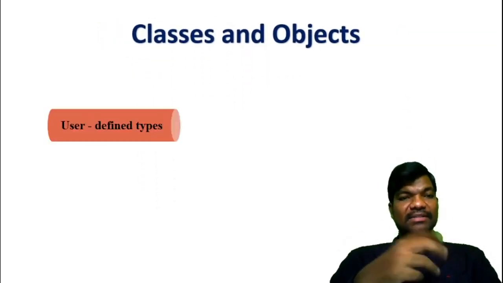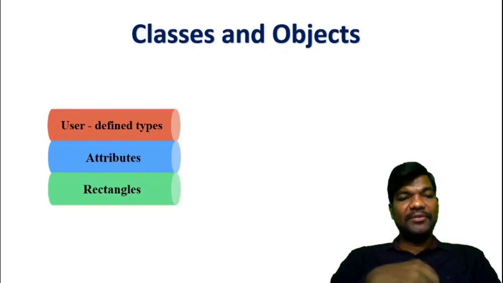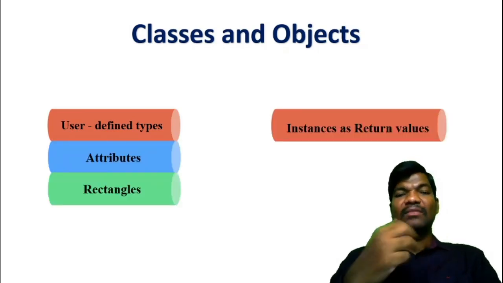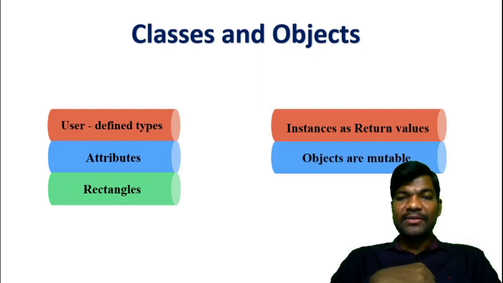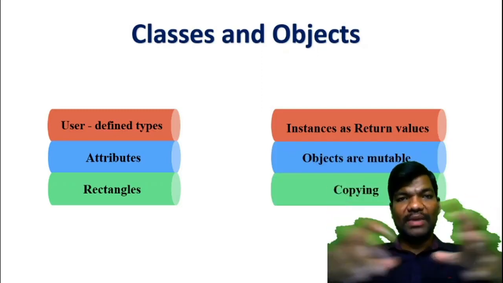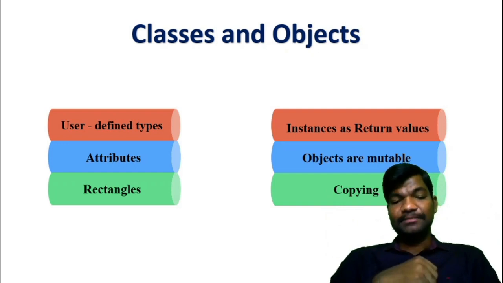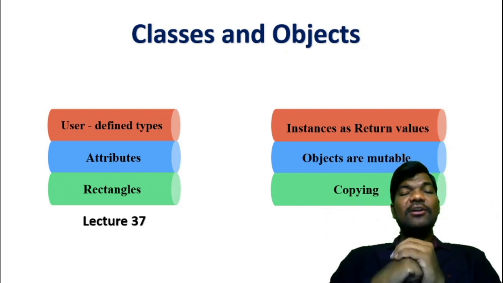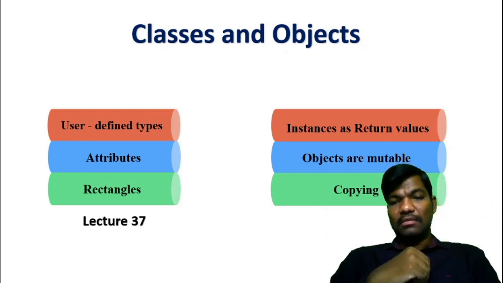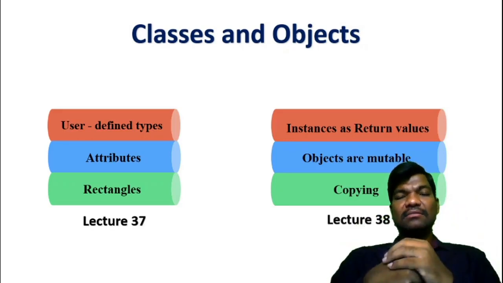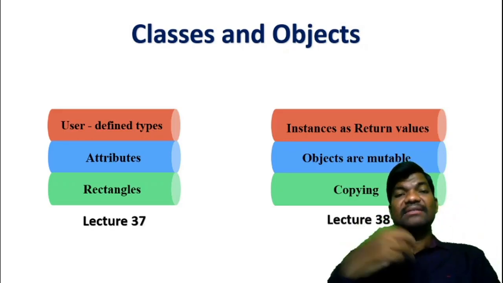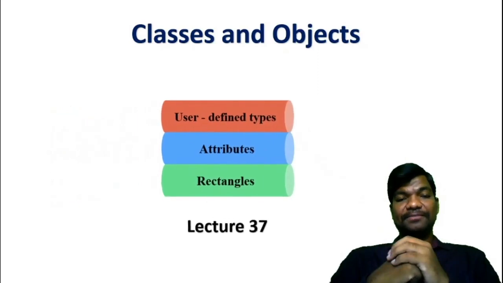Let's check the syllabus. User defined types, attributes, rectangles, instances as return values, objects are mutable, copying. These are the topics in classes and objects. We will discuss 3 topics in today's lecture, and another 3 topics in the next lecture. Let's get into today's lecture.